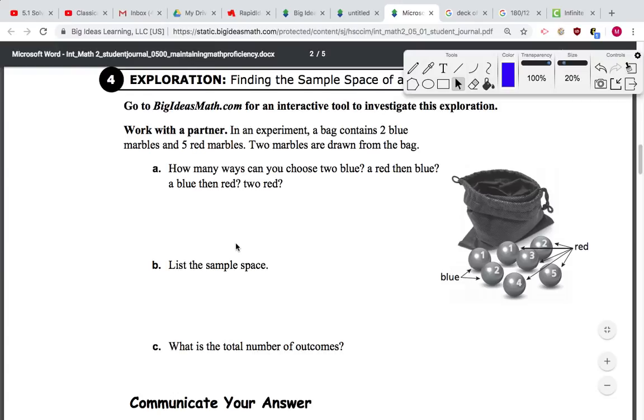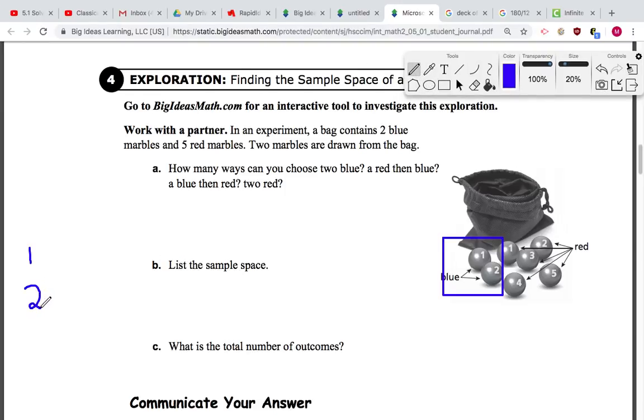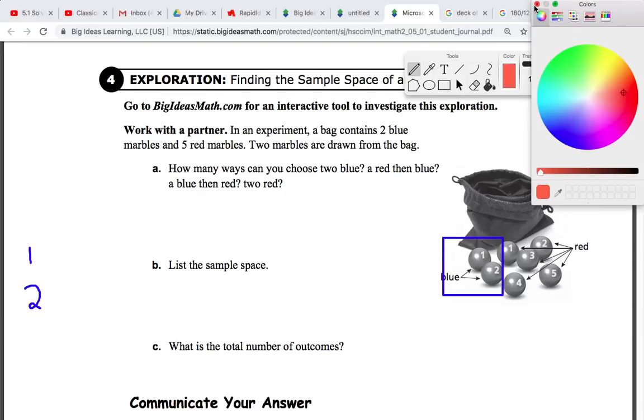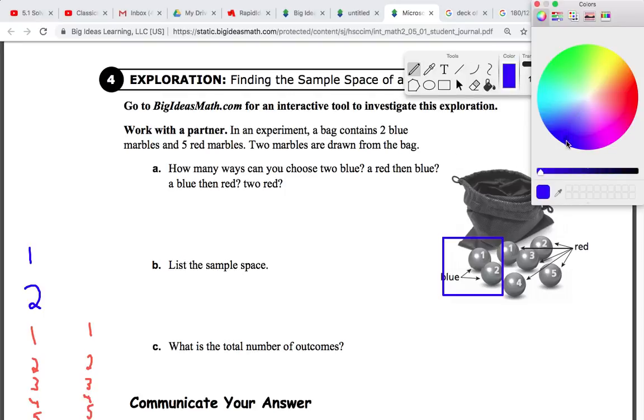So in the experiments, a bag contains 2 blue marbles and 5 blue marbles. 2 marbles are drawn from the bag. List the sample space. So it visualizes these for you. So I'll actually do it in color for you. So we have 1, 2, 3, 4, 5, and 2 more blue.